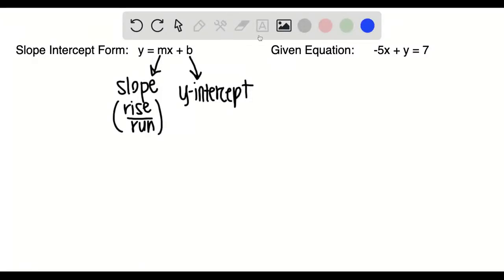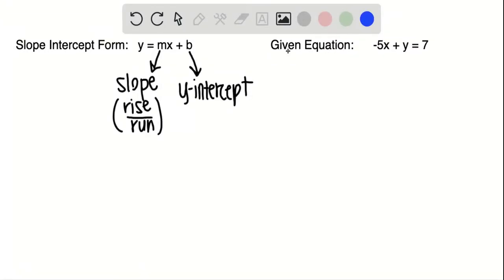In this problem, we are given an equation that is not currently written in slope-intercept form, and then we're asked to find the slope and the y-intercept. Again, slope-intercept form must be written in the form y = mx + b, where m is the slope and b is the y-intercept.